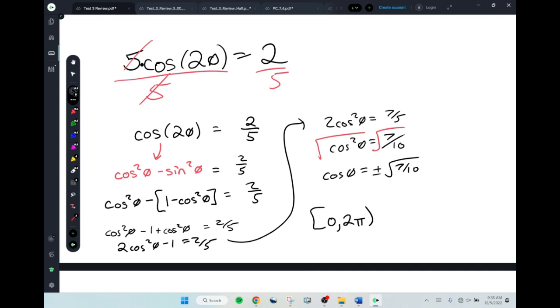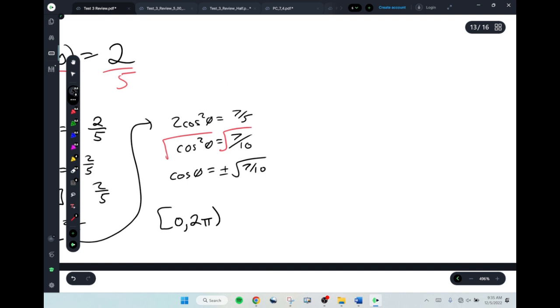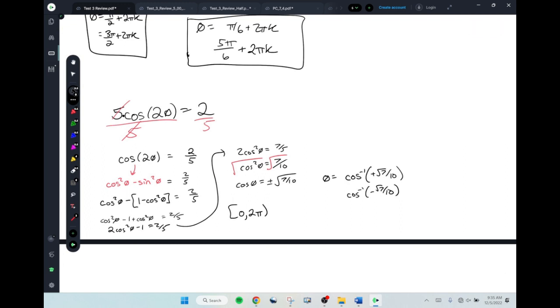What about the 2? So sometimes the answer would not be in the unit circle. On test 3, it'll be in the unit circle. On the final, part 2, there's a chance it's not in the unit circle. That's the calculator section. No, this would just be theta equals arc cosine of positive root 7 over 10 and arc cosine of negative root 7 over 10. Which, no, you don't have. You just plug it in. Yeah, that's fine.